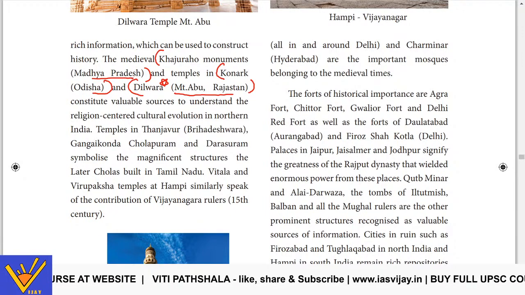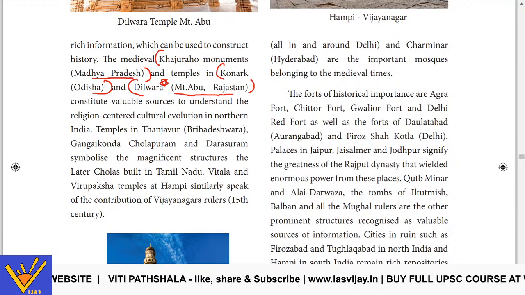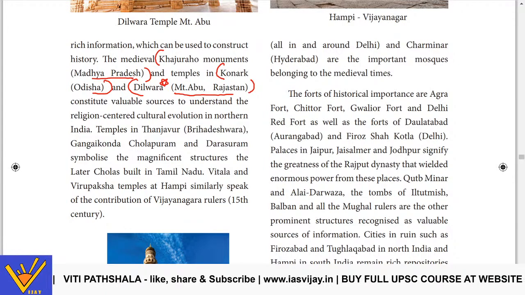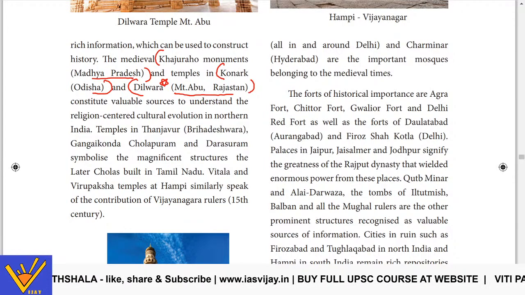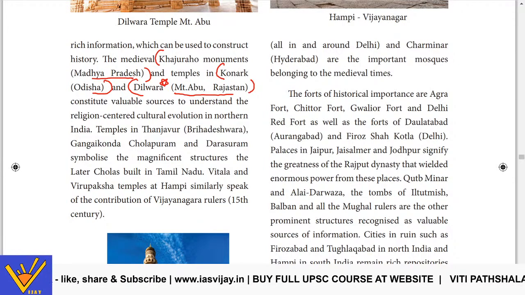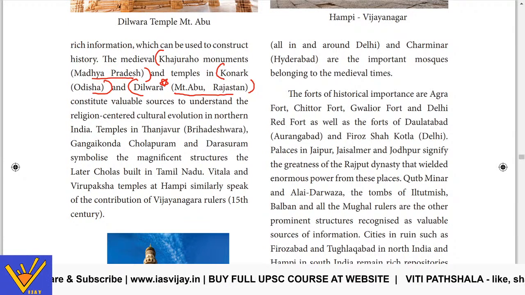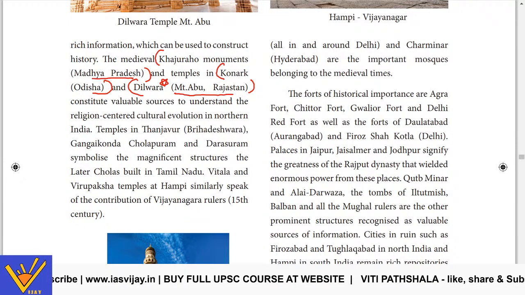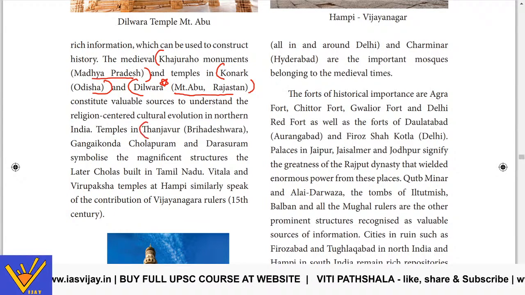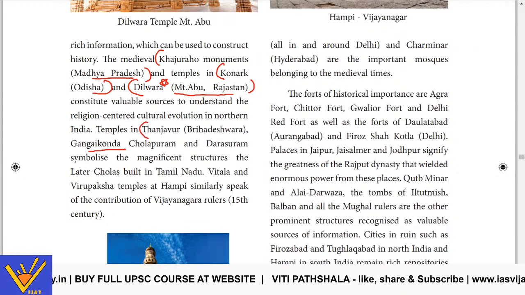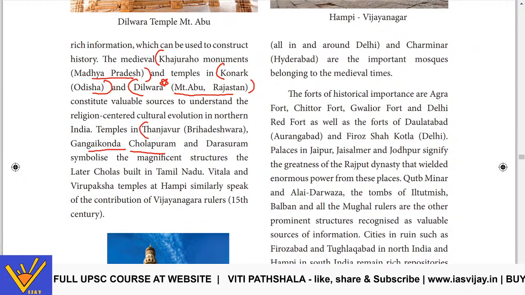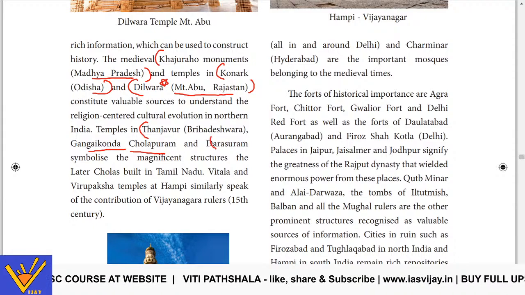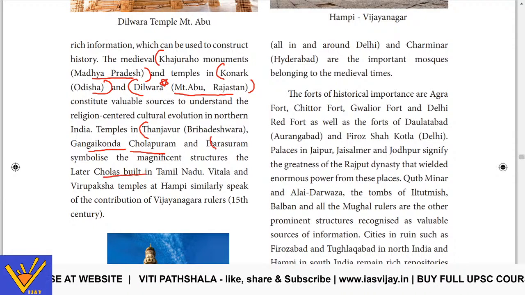The Dilwara Jain temple, where is it? It is in Mount Abu, Rajasthan. Now, these constitute valuable sources to understand the religion-centered cultural evolution in northern India. Temples in Thanjavur, Brihadeshwara temple, Gangaikonda Cholapuram and Darasuram symbolize the magnificent structures of the later Cholas built in Tamil Nadu.